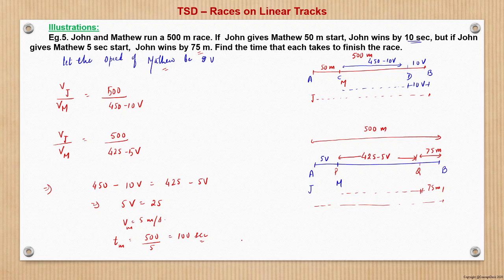And if the velocity of Matthew is 5 meters per second, what will be the velocity of John? That we can get from either equation. So here the velocity of John will be 500 upon 450 minus 10v, which becomes 50 into Vm upon 400, and Vm is 5, so this becomes 25 by 4 meters per second. Now we know Vj, so we can find the time taken by John to finish the race. This is 500 distance upon speed 25 by 4.